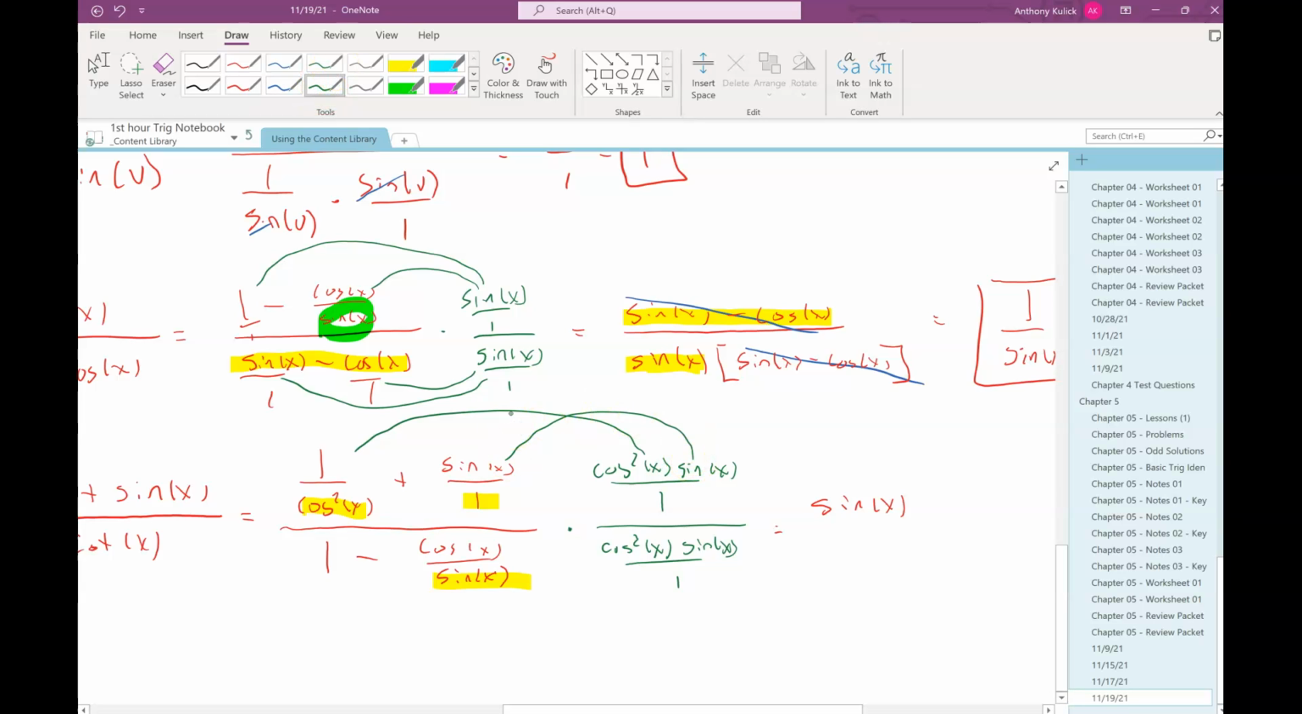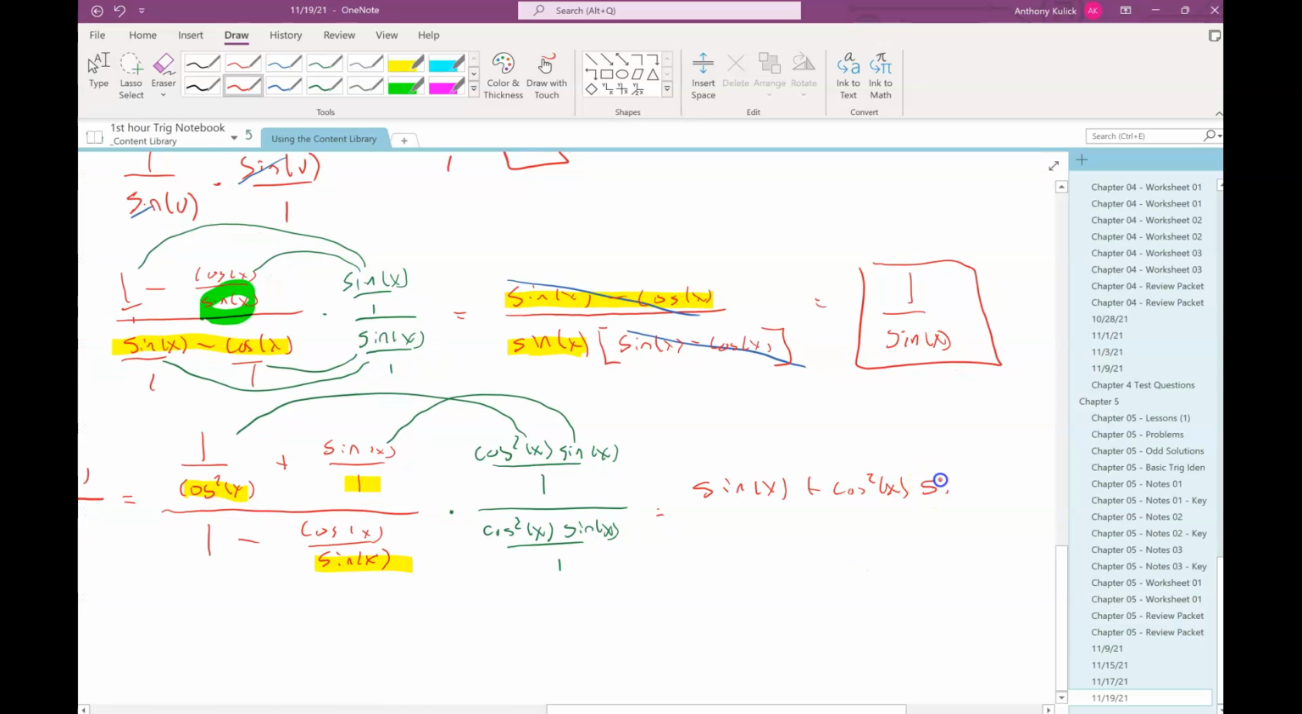I multiply to this one, and nothing's going to cancel. So I'm just going to have cosine squared times, I have two sines multiplied together, so that's going to be sine squared. Jane, are you okay with what I did there? Why would sine cancel out? Because they're both in the numerator, so they're just being multiplied together, as opposed to one being in the numerator, one being in the denominator, where they can cancel.